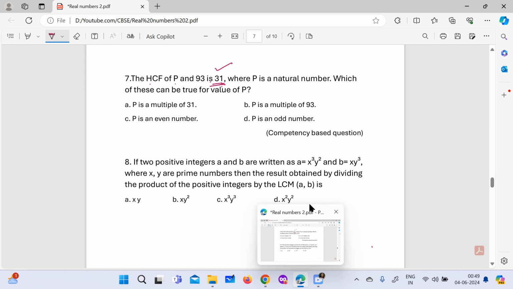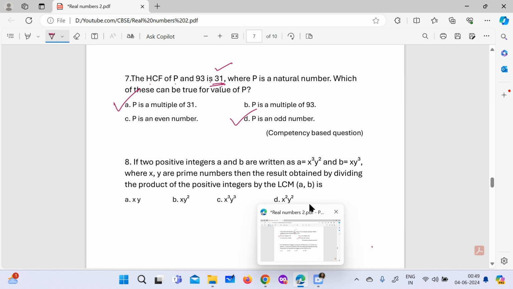First, P is a multiple of 31, right? P is a multiple of 31, that's why 31 is a factor of P. And then P is a multiple of 93, we can't say that because it can be smaller than 93. Then P is an even number? No, we cannot say that. Most probably we can say P is an odd number. So these two stand true.